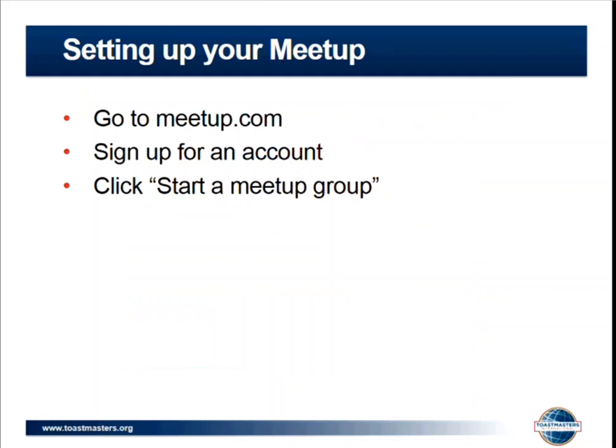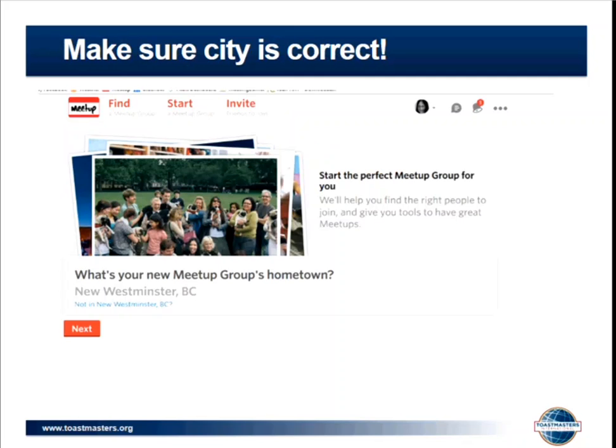So in order to set up your Meetup, start by going to meetup.com. Sign up for an account. When you sign up for an account, that's your account. That's for you, the human being, to be on Meetup. So set up your profile. And then there's a button at the top of the screen that says Start a Meetup Group. Click that.